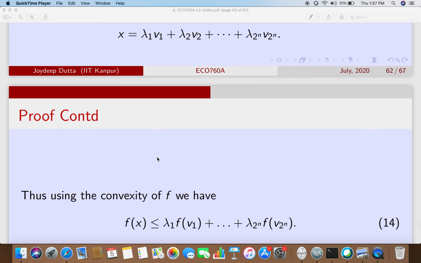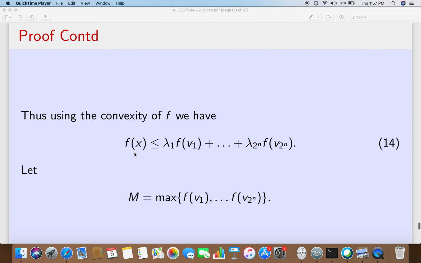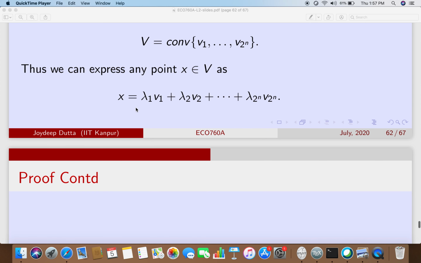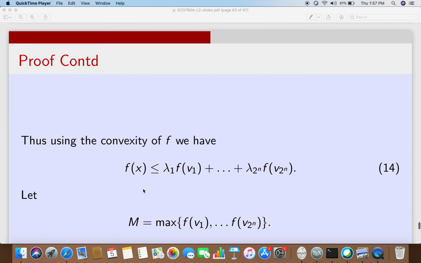Then, using the convexity of f again, you get f of x is less than or equal to f of this, and by convexity you get that f of x is less than or equal to lambda 1 f of v1 plus dot dot dot plus lambda 2 to the power n f of v to the power 2^n.